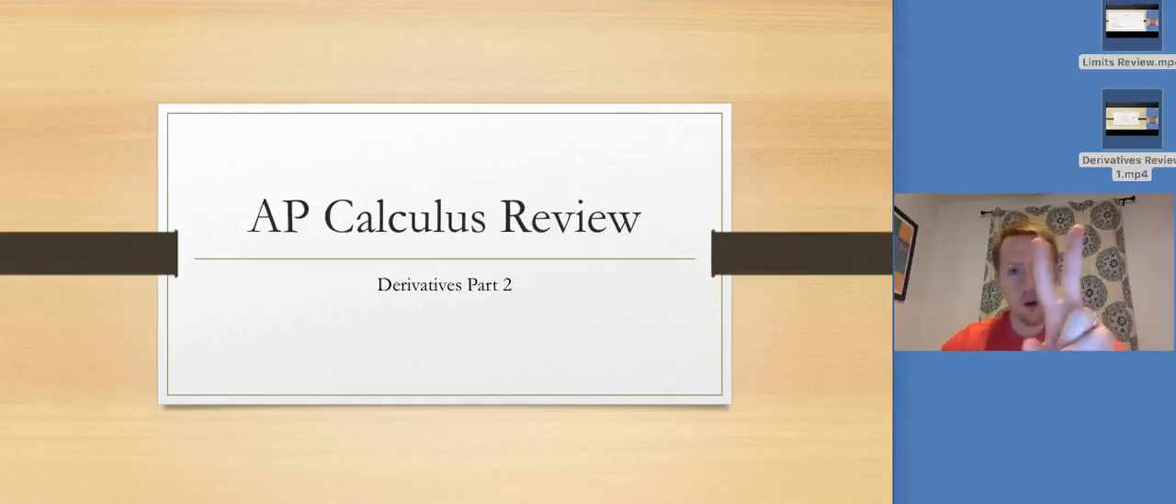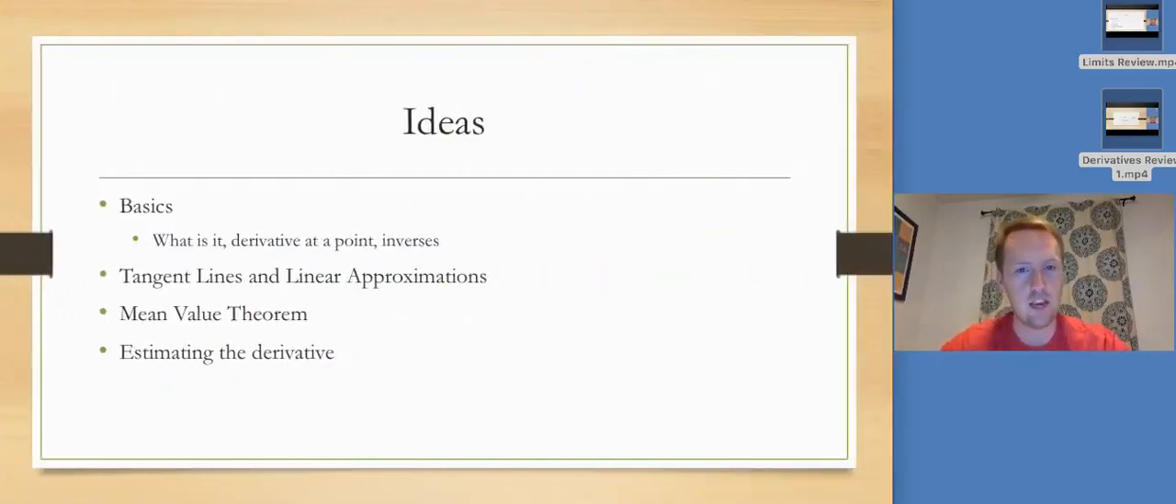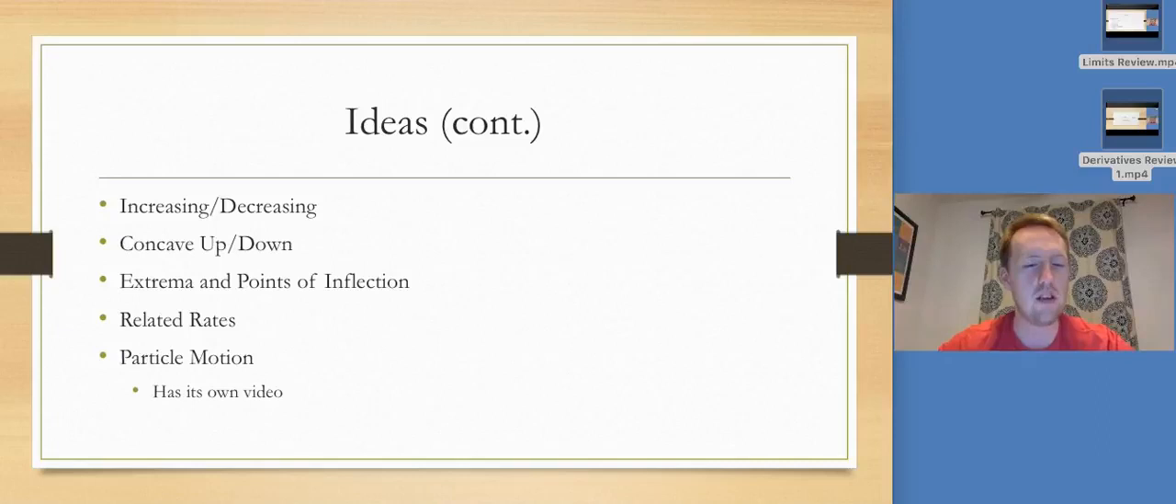Derivative part 2, the sequel. All right, so we did some of this stuff already, right? We did these. Now we're going to move into basically the graph ideas. We're also going to do related rates though. I'm going to spend a lot of time talking about graphs and how the f's and the f primes and the f double primes are all related.